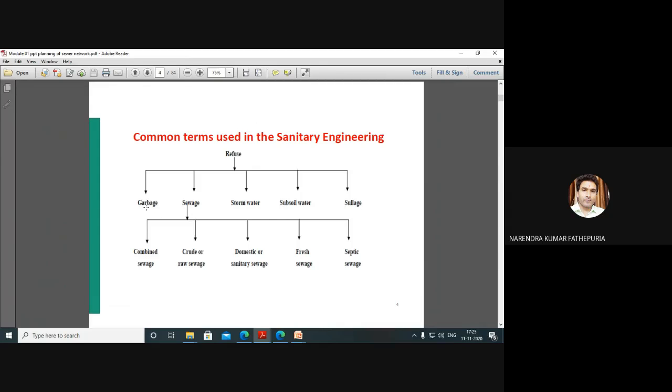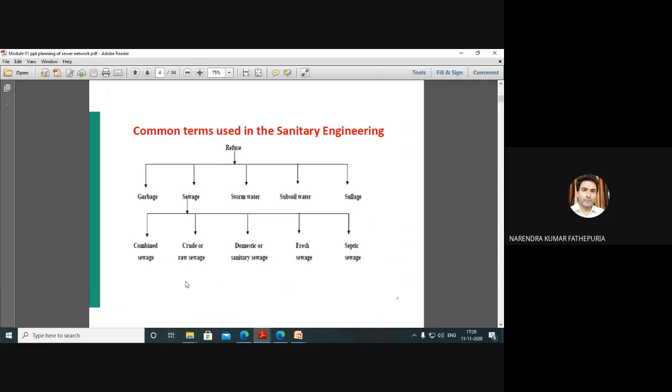Garbage is solid waste coming from daily household activities. Sewage is typically the wastewater coming from toilet and kitchen activities all together: toilet flush, washing, drinking, everything. From all the daily operations, the water comes out as sewage. Storm water is rainfall water, precipitation, coming as surface runoff. Subsoil water is the moisture in the soil. These are the definitions.